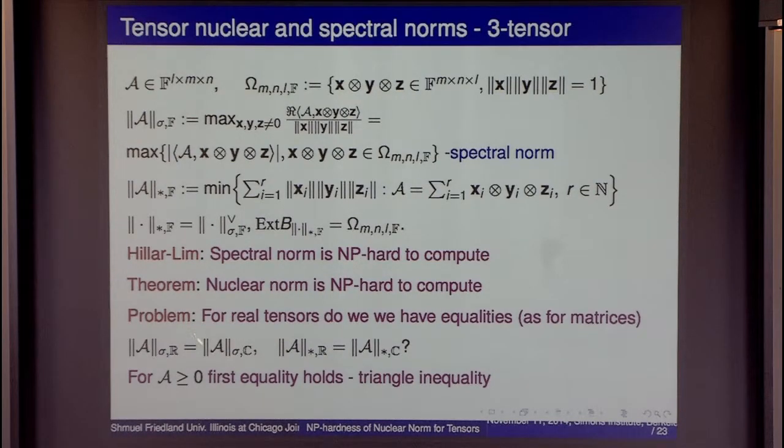Now, here is a problem where I think we already know the answer. If you take a real tensor and view its spectral norm over R and over C, they shouldn't be the same. In other words, if you take even a real tensor but go to complex, you will increase the norm. But if A is non-negative, then it's very easy to show, and I will convince you, that here you have equality. That's easy. Now, let's go next.